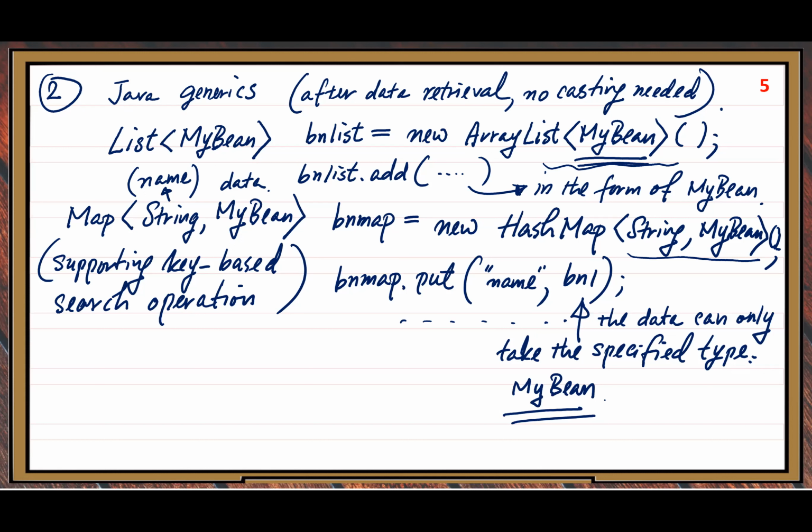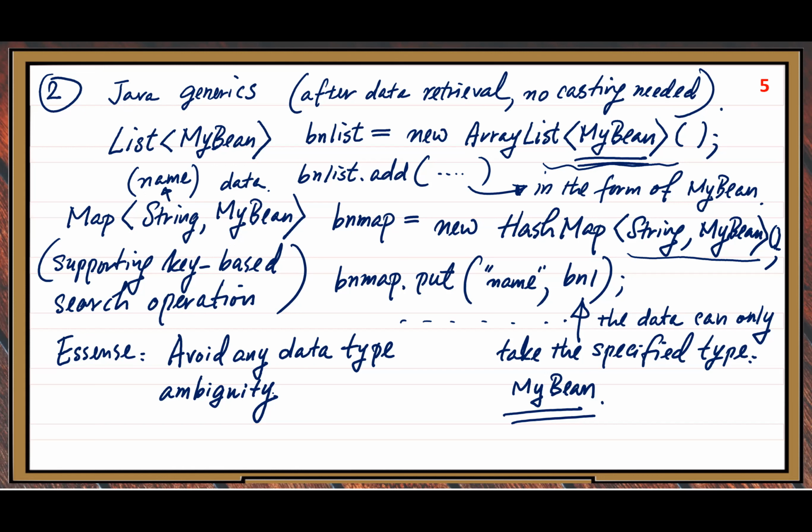So avoid any data type ambiguity. That's the essence of this. Before Java generics technology was created, people just put the general object type, just like our previous slide. When you put in a list object, you just put object. It could be different types. Then there is a lot of ambiguity.